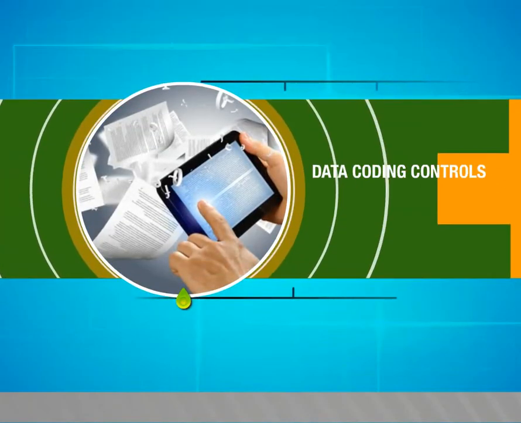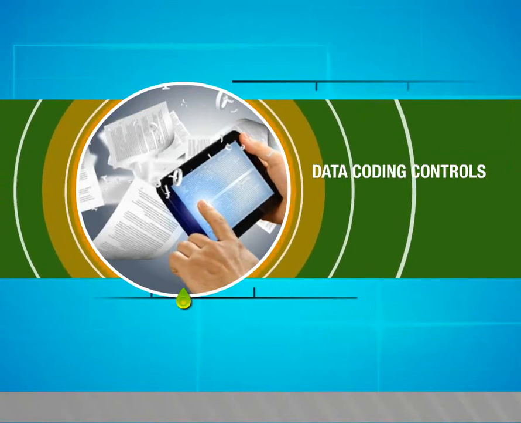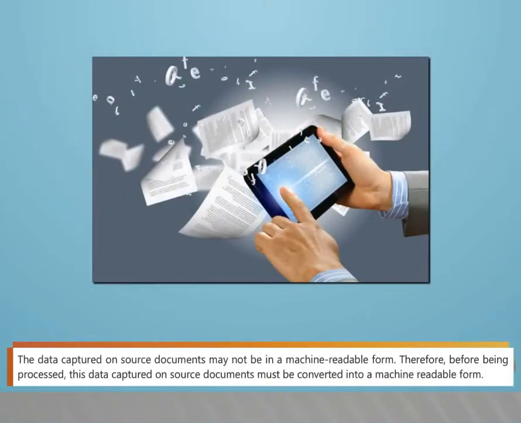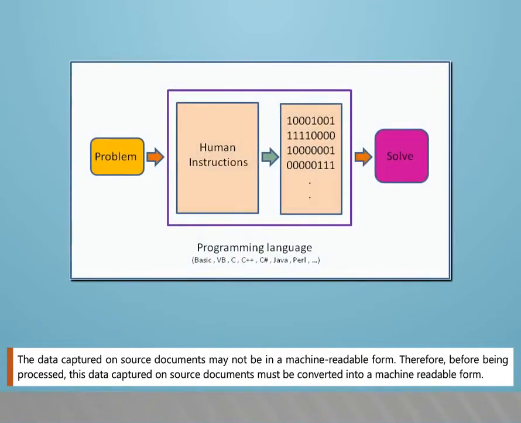Data coding controls. In this video, we are going to see about data coding controls. The data captured on source documents may not be in a machine-readable form. Therefore, before being processed, this data captured on source documents must be converted into a machine-readable form.